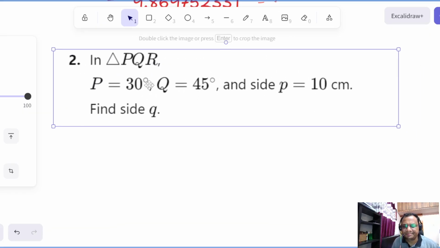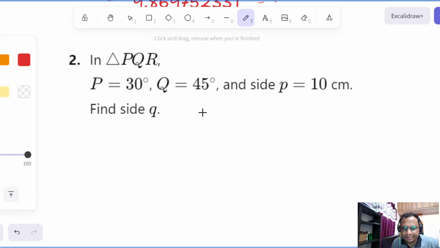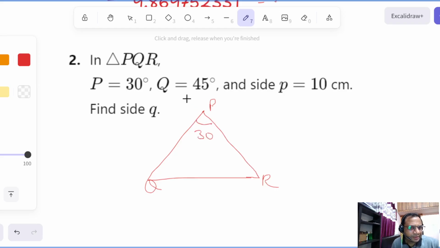So we have it here, and let's draw this triangle PQR. Correct? So what all is being given? We have been given angle P, which is 30. Angle Q is 45. Fine.